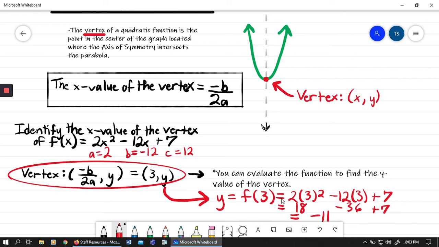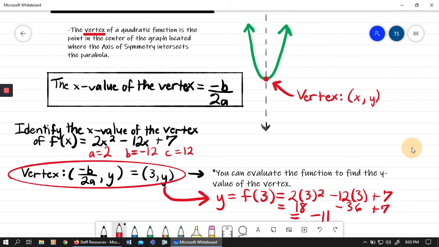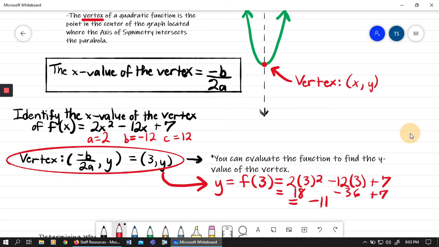So the y value of this particular vertex, the y value of the vertex here is negative 11. So again, we were able to identify the x value of the vertex, and then we can still, of course, evaluate the function by plugging in that x value, and we can get out what the y value of the vertex is. So again, that's not too much to ask. Okay. All right, and so again, the whole vertex there is 3, negative 11.